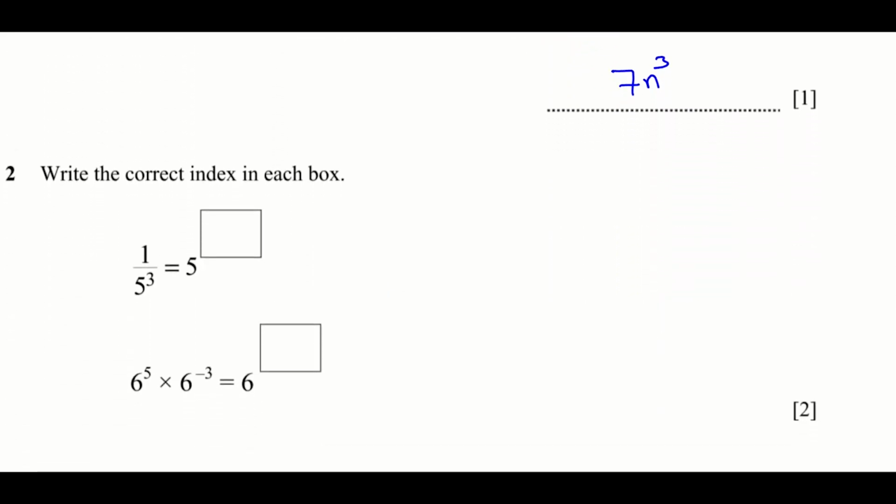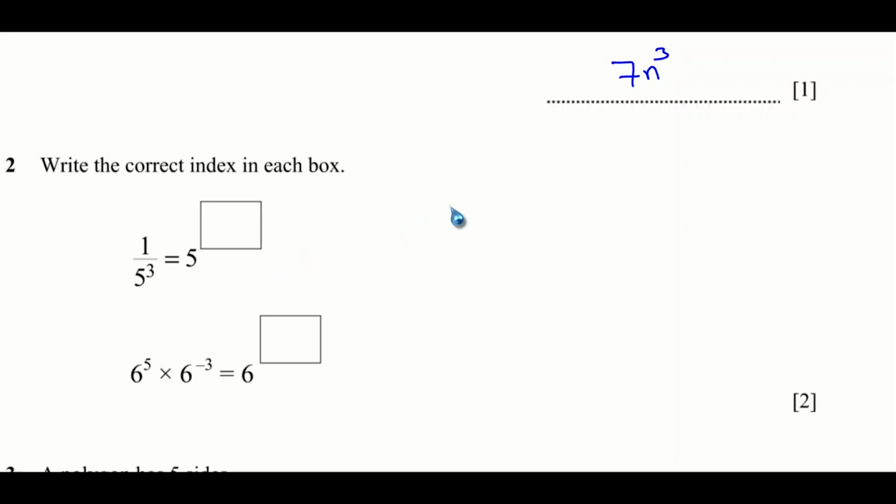Question 2, write the correct index in each box. So you have 5 to the power of 1 out of 3. So this is the fractional law of indices, and it is equivalent to 5 to the power of -3. So you just take the 1 out of, to be minus, for instance. Then you have power of -3. So that is just the simple trick there. So this will be -3.